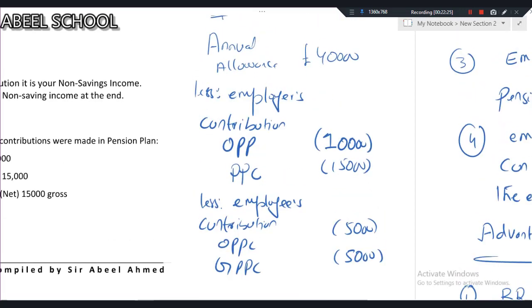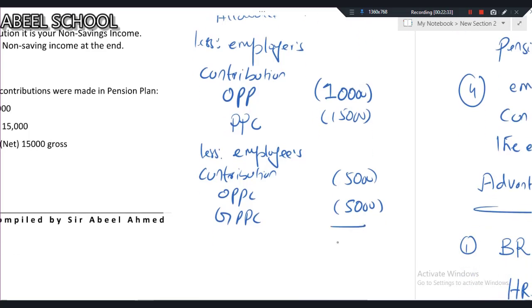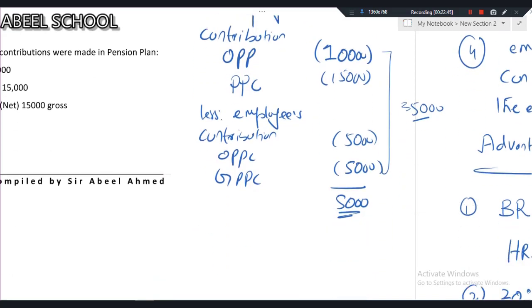So the limit is 40. Out of that 40, if I deduct 10, 15, 5 and 5, we still have an unused limit of 5,000. You can see that the total of these contributions is 35,000, and the annual allowance limit is 40,000. So still the unused limit is 5,000. This unused limit will be carried forward for 3 tax years and used on FIFO basis.